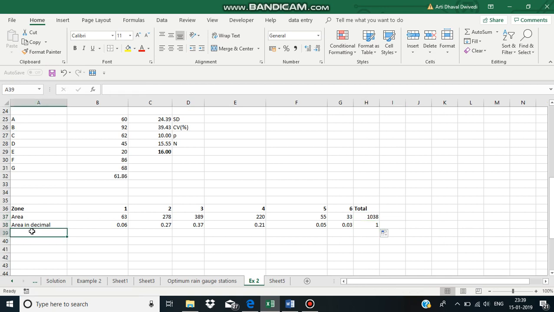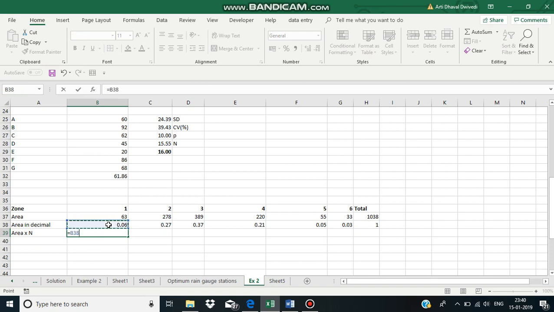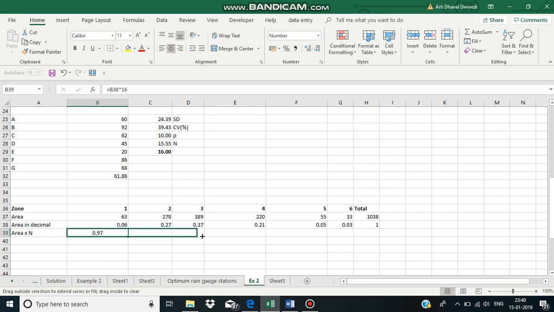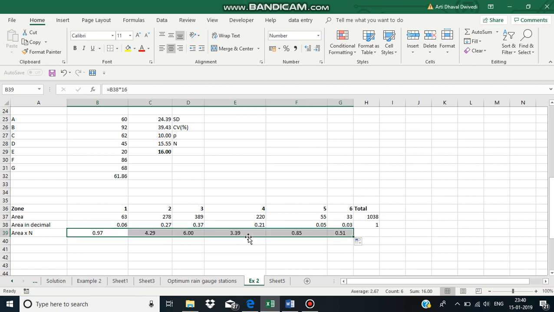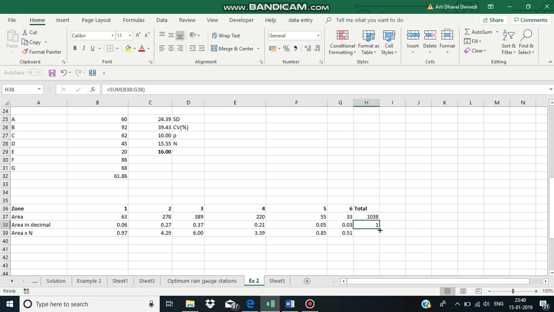Now I'll multiply area with n, which is 16. N is 16, the optimum number of rain gauge stations. So this multiplied by 16. So the total will be 16 here.